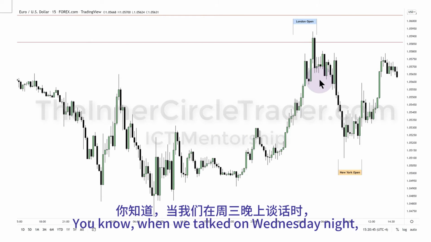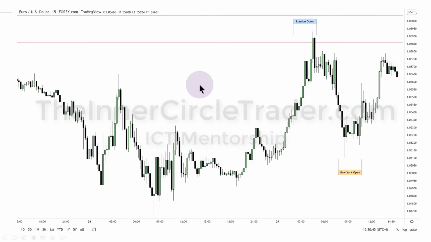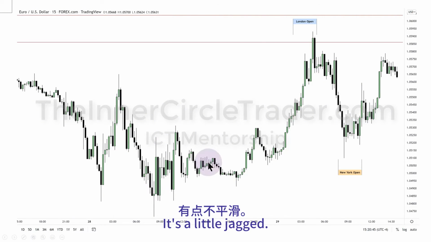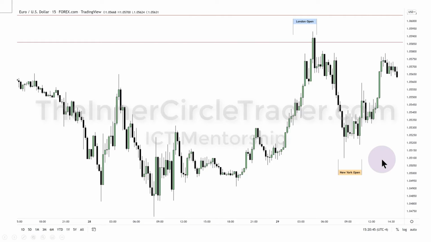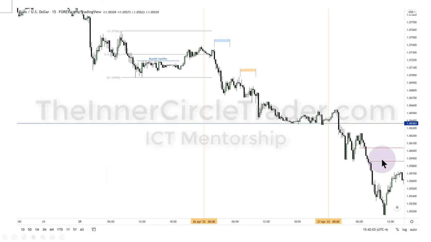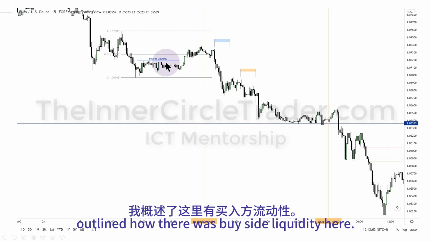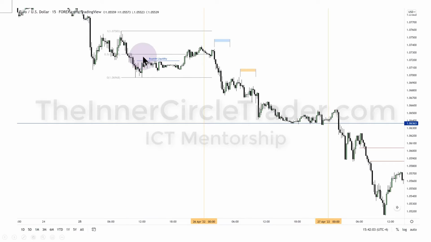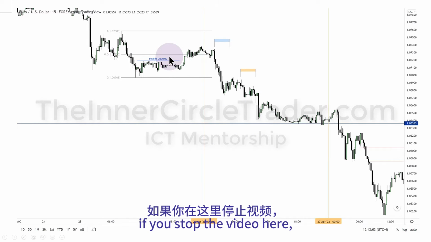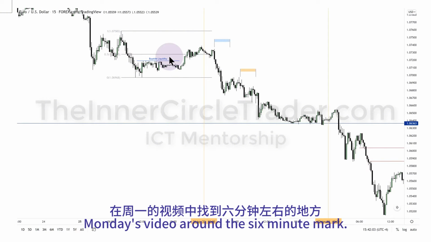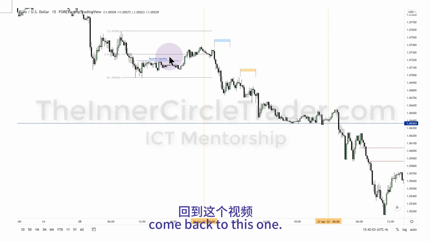When we talked on Wednesday night, here's Thursday and Friday's price action. It's a little jagged. All right, so let's go back into the discussion I gave on the 6-minute mark on Monday's video. I outlined how there was buy side liquidity here, and it's going to be more meaningful if you stop the video here, go back and watch Monday's video around the 6-minute mark, and then once you watch that, come back to this one, okay?